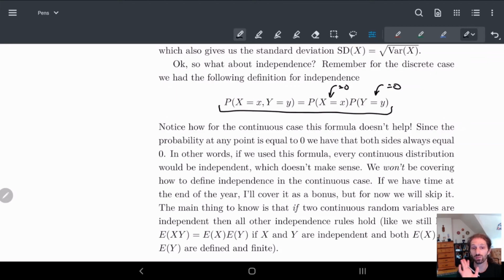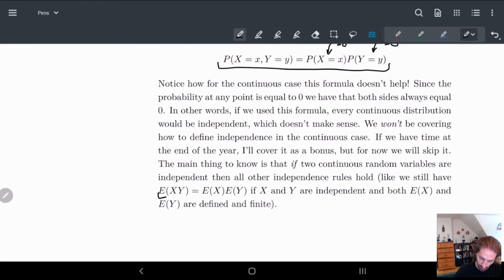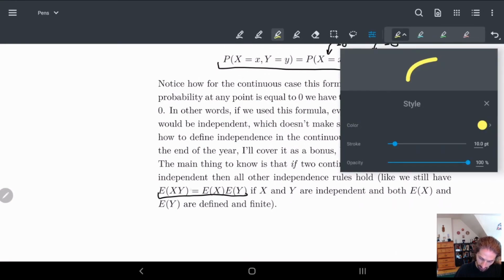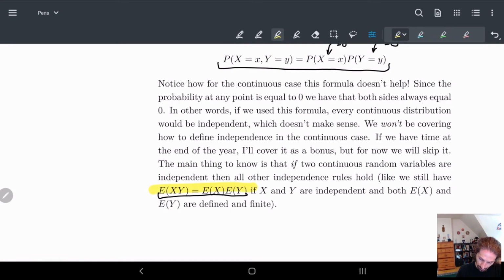Just know that I will sometimes tell you two continuous things are independent, and if that holds, then all the other rules of independence hold. In other words, for example, you can just multiply things, right? So this is one rule that we saw: if we have independent things, the expected values multiply. And obviously this requires that the expected values are not infinite.